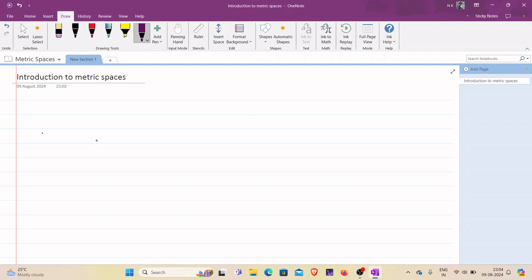So today we will learn about metric spaces. First of all, we will start with the definition of metric space and we will look at some standard examples of metric spaces. So first of all, let me start with the definition of a metric space.